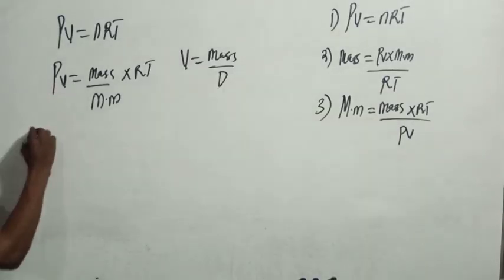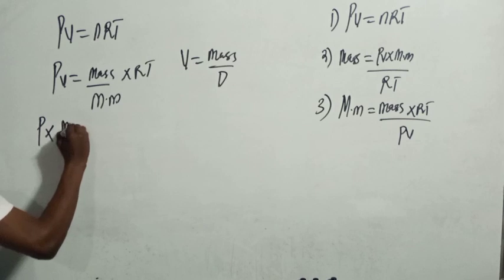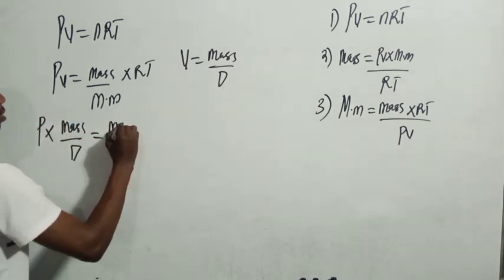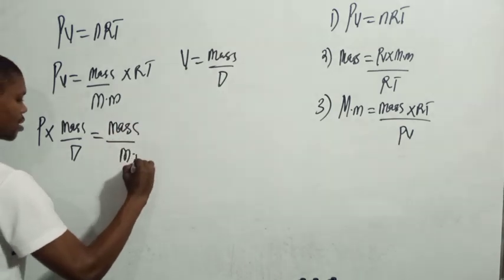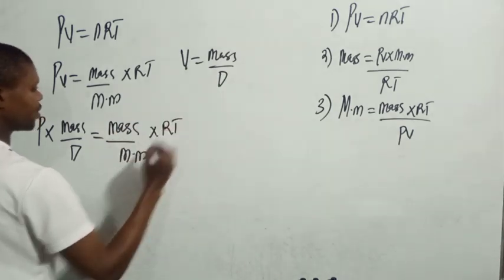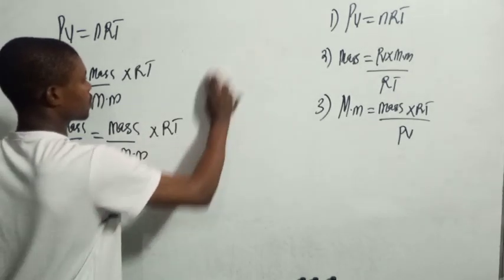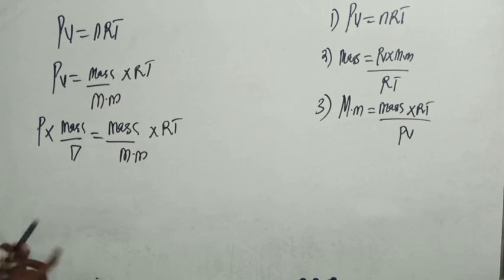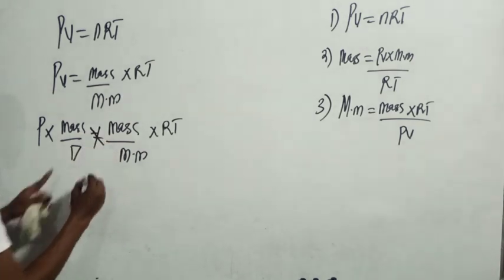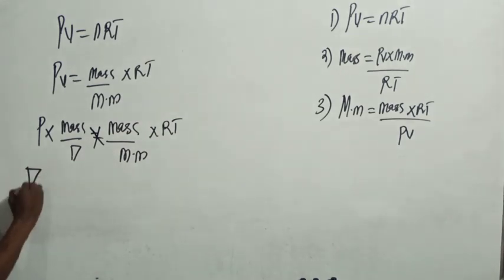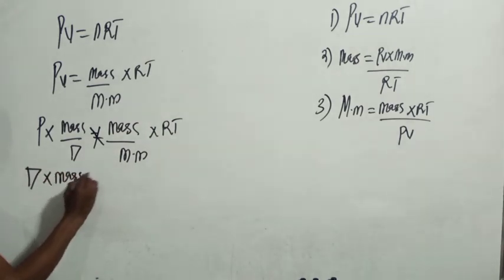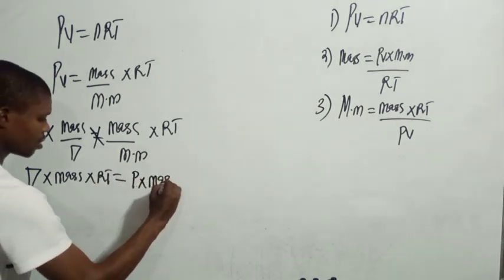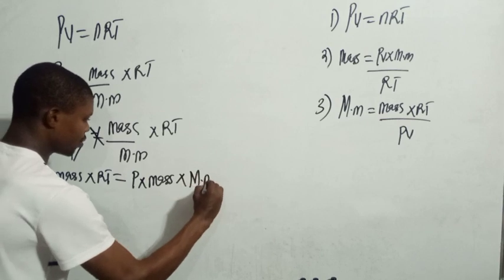So here we have P times molar mass over what? Density equals what? Mass over what? Molar mass times R T. Remember the goal here is to make this the formula. So when you cross multiply, what happens here? This times all of this, so it will be D times mass times R T equals P times mass times molar mass. Do you get that?